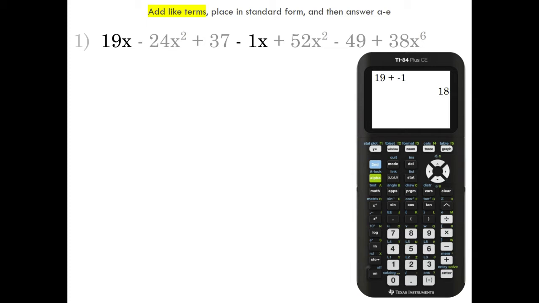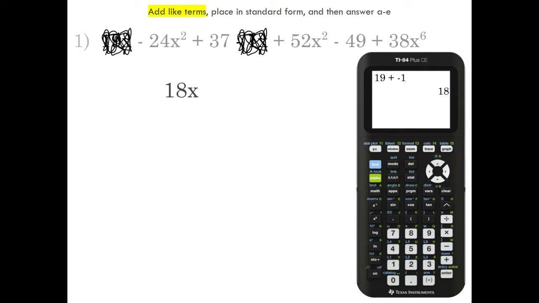Again, the way that works is that if you have 5 tables and 2 tables, you really add the coefficients, and you get 7 tables. The answer is not 18. The answer is 18x. So 19x plus a negative 1x is 18x, or 19x minus 1x is 18x. Either way you look at it.